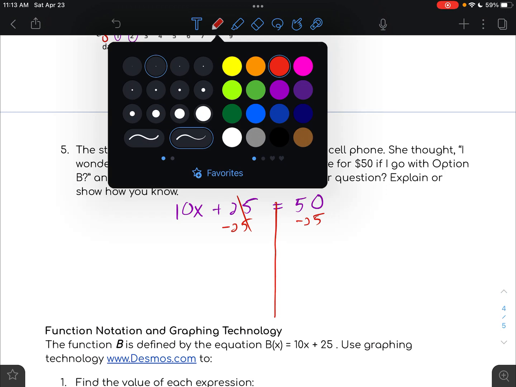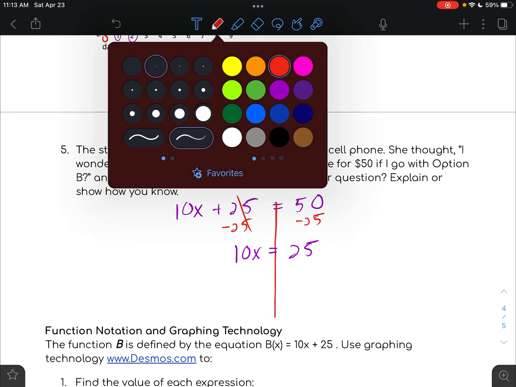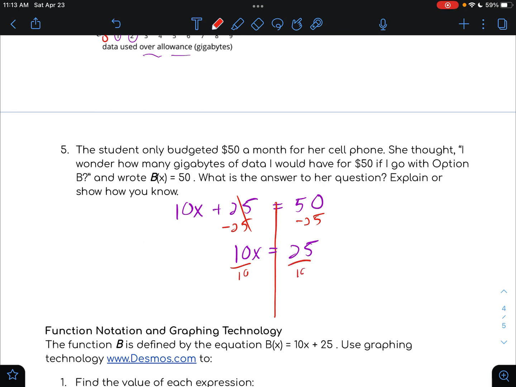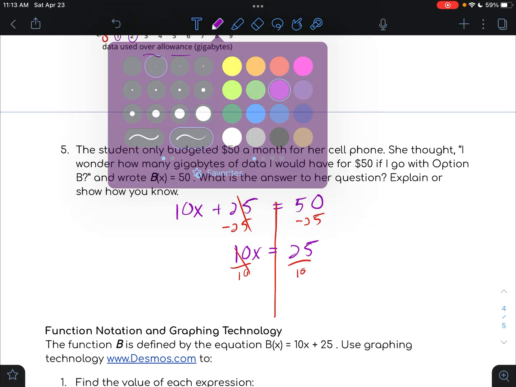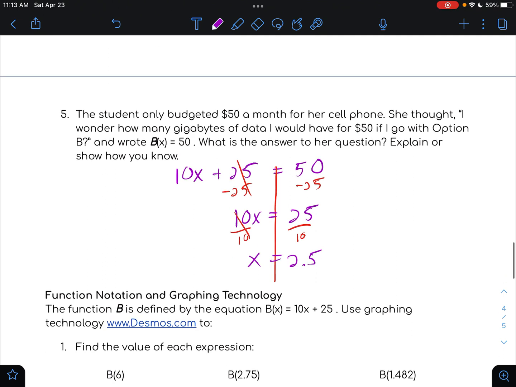So you subtract 25 from both sides. That gives us 10x equals 50 minus 25, which is 25. And then to undo multiplication, we will divide both sides by 10. And so x equals 25 divided by 10, which is 2.5. And remember, that's gigabytes over the 2 gigabyte minimum. So 2.5 extra gigabytes is what she would get if she had a $50 a month budget and she went with plan B.